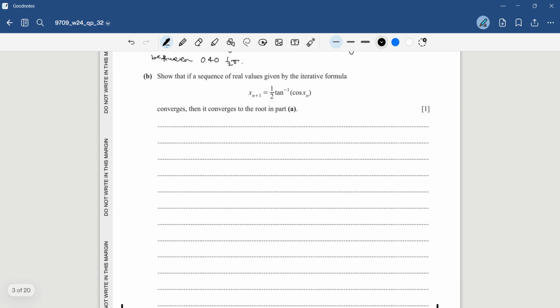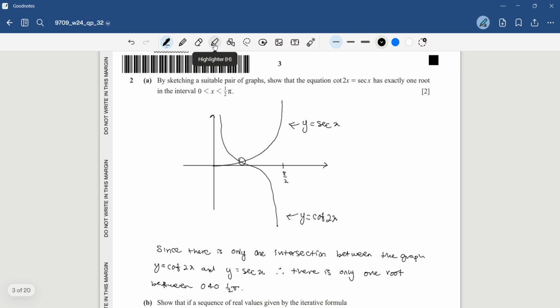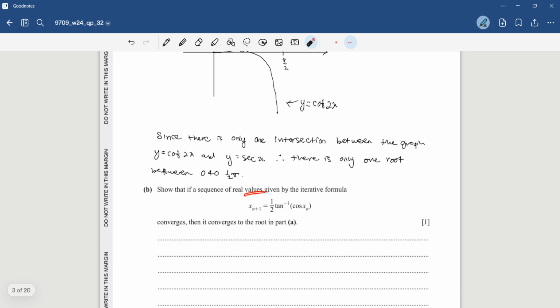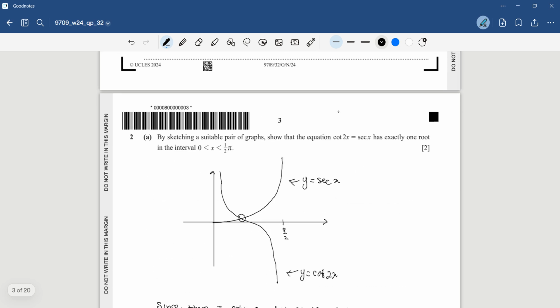Now show that if the sequence of real values given by the iterative formula x n plus 1 converges, then it converges to the root of part A. So what you can do here is, in two ways, either bring this equation to this, or vice versa. I can rewrite this equation in terms of the earlier equation. Okay, I can write in this form.